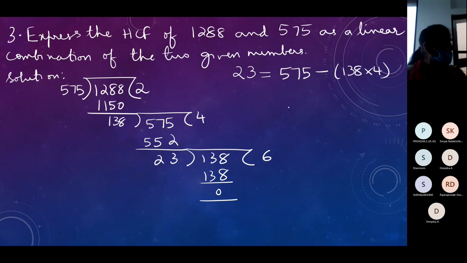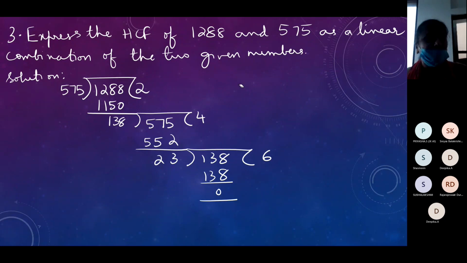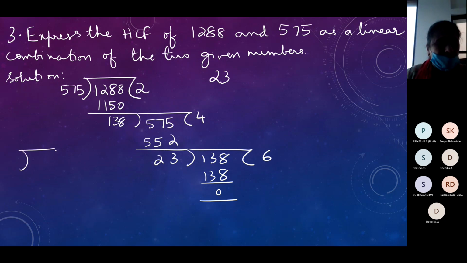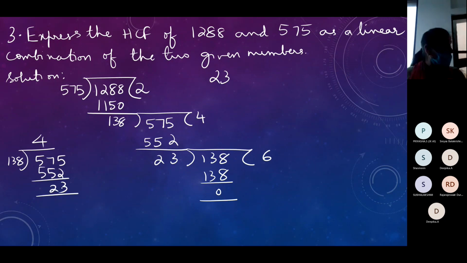Difficult? No, we'll not go ahead. One minute. Okay, from where should we start? We should start with the HCF. Which is the HCF? The last non-zero remainder, which is 23. We should start from there. This is the remainder. Look at that step alone: 138 fours are 552, we have 575 here, and 23 is the remainder. Look at this stage alone.